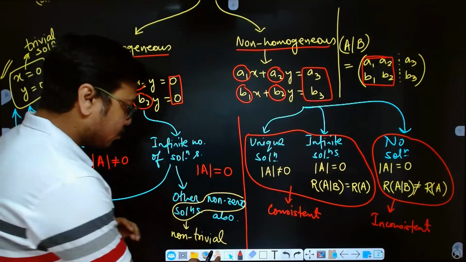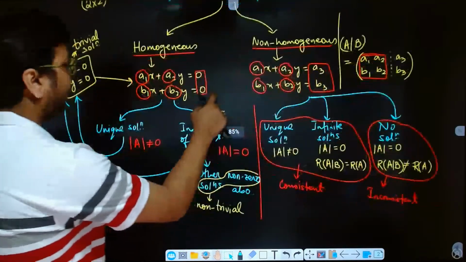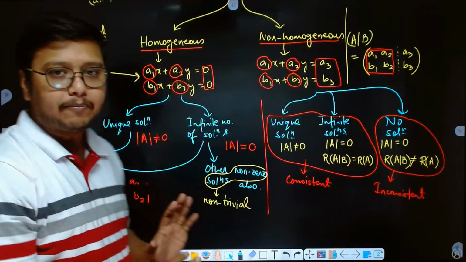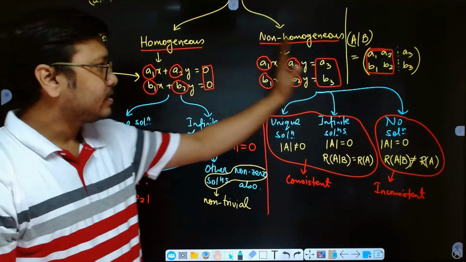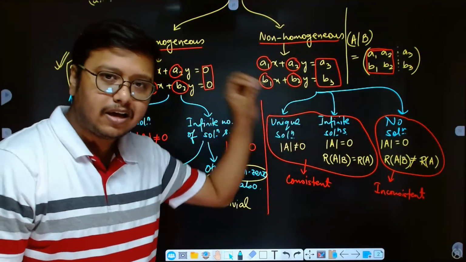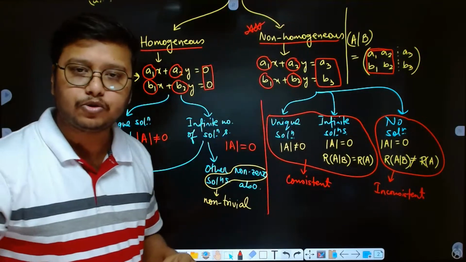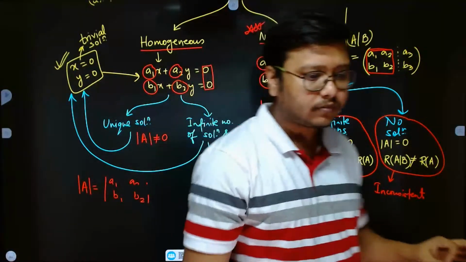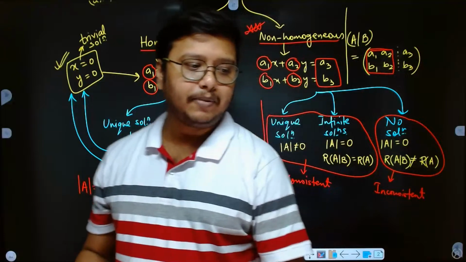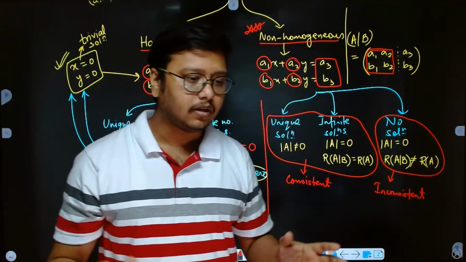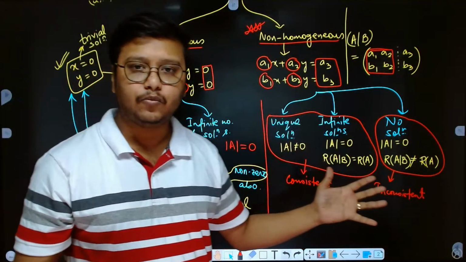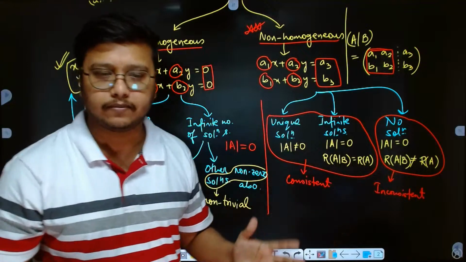So I hope this entire picture is clear to us. This is the entire picture for homogeneous and non-homogeneous systems. We are mostly concerned with the non-homogeneous part and not the homogeneous part. Any questions up till now? Anyone? Please ask. Then we shall continue with our problem solving.